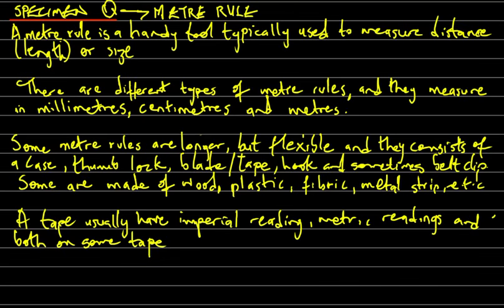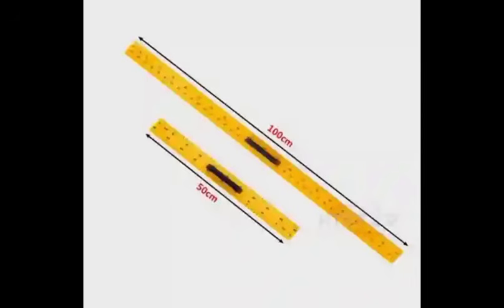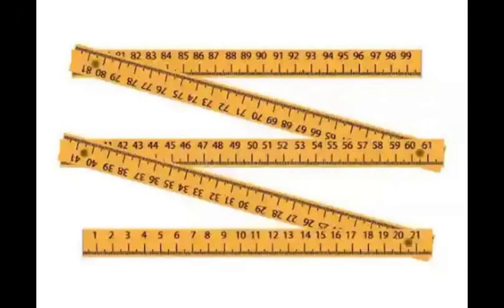A tape usually has imperial readings, metric readings, and then both on the same tape. So we have some of the tapes having both on the same tape. Those are some of the characteristics of the meter rule that you need to know. So we use them, like I said, to measure in millimeters, centimeters, or meters. So that's about the meter rule. You can see here, these are some examples of what the meter rule looks like.